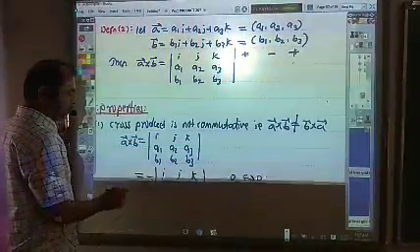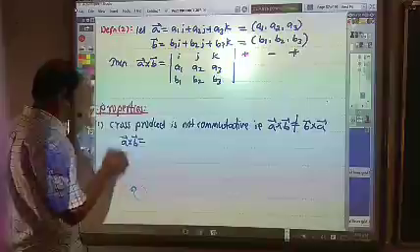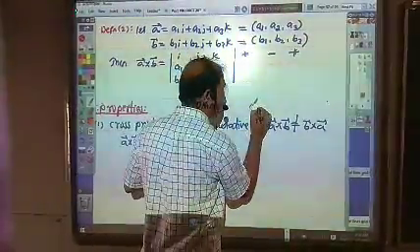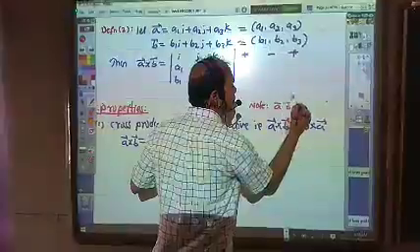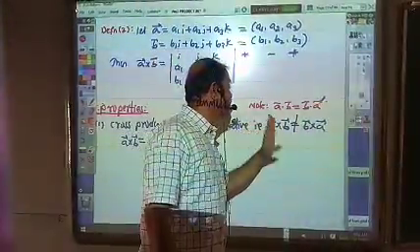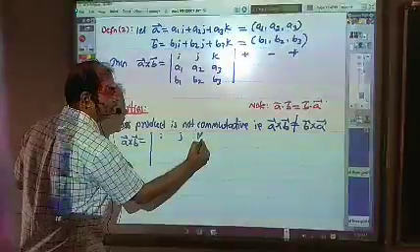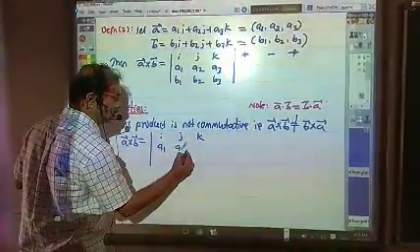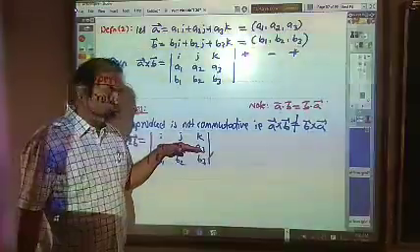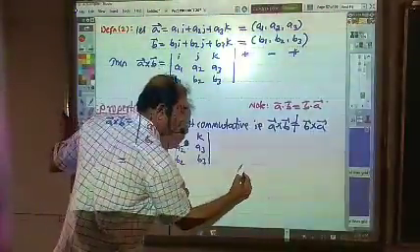First property: the cross product is not commutative. That is, A cross B is not equal to B cross A. Remember, A dot B equals B dot A, so the dot product is commutative, but A cross B is not equal to B cross A. Then what is the actual relation between A cross B and B cross A? A cross B is the determinant with first row i, j, k, second row A1, A2, A3, and third row B1, B2, B3. This is A cross B. Now in this determinant, interchange R1 and R2.